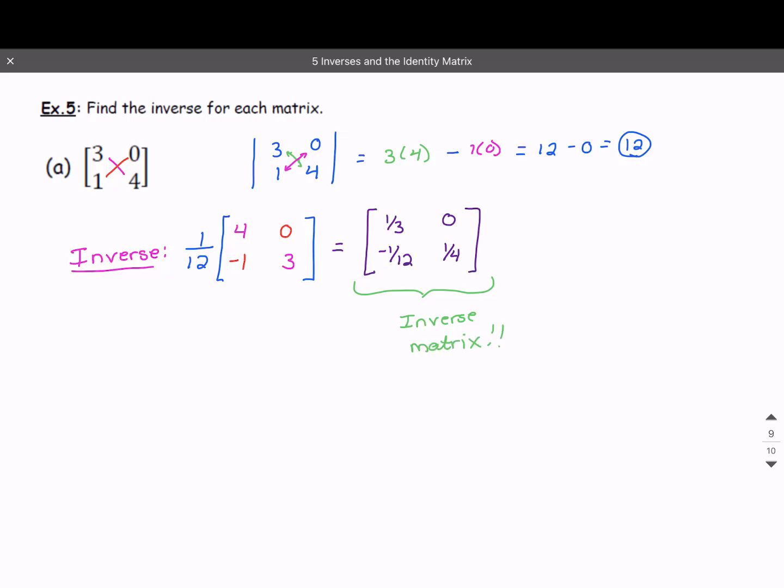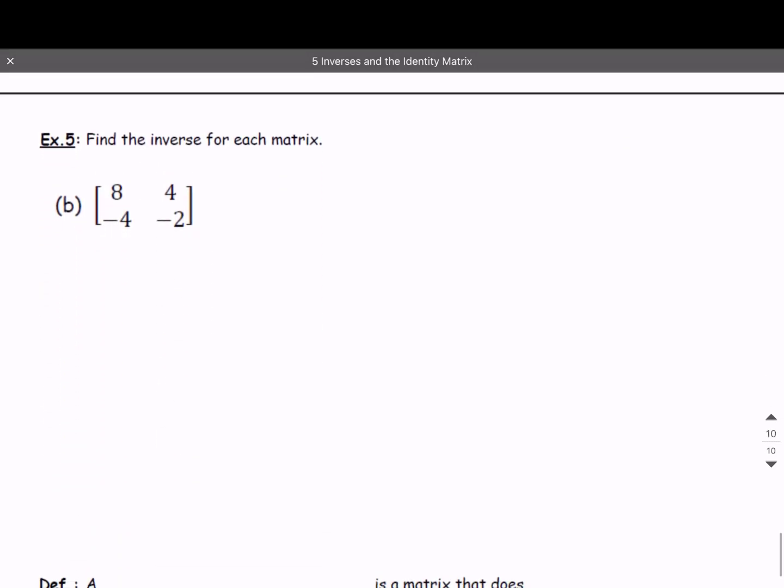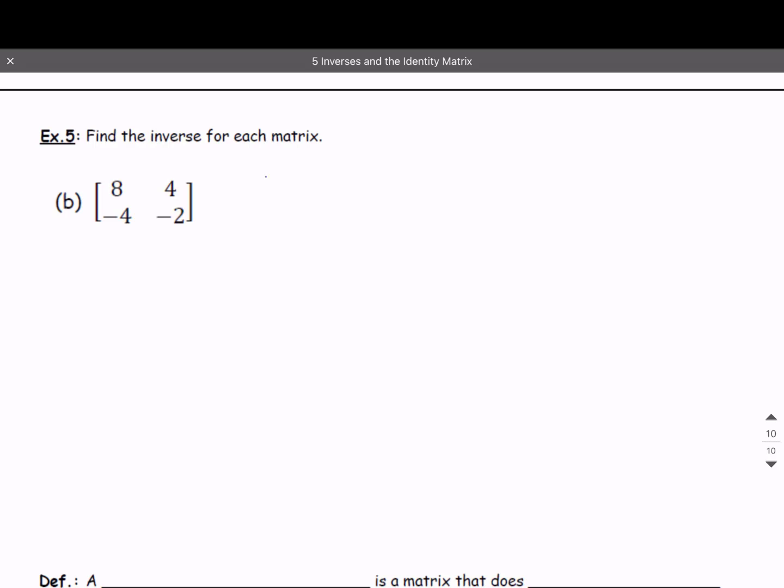I have one more example I want to do with you. We're going to find the inverse for this matrix. So we start with the determinant 8, -4, 4, -2. So first we use this diagonal, 8 times -2 minus, now we use this diagonal, 4 times -4. So 8 times -2 is -16, and a -4 times a -4 is a positive 16, which gives us 0.